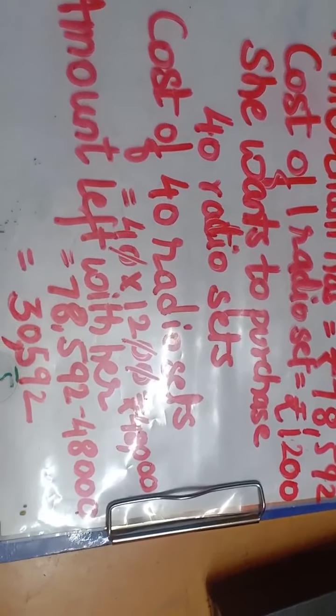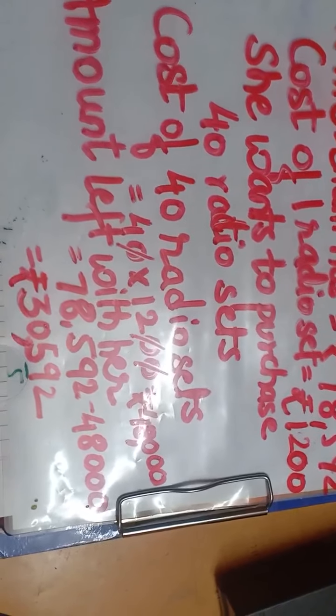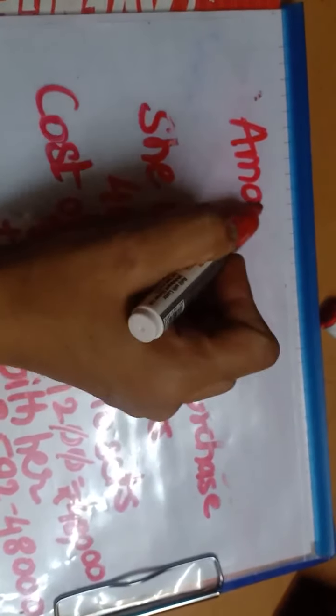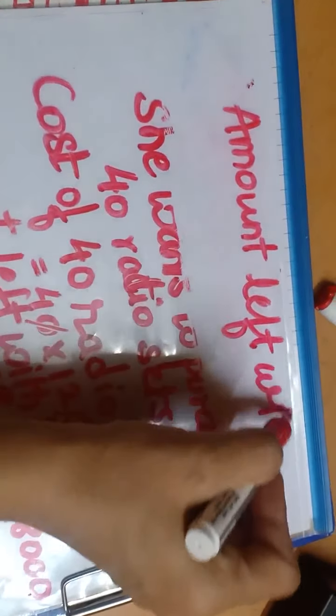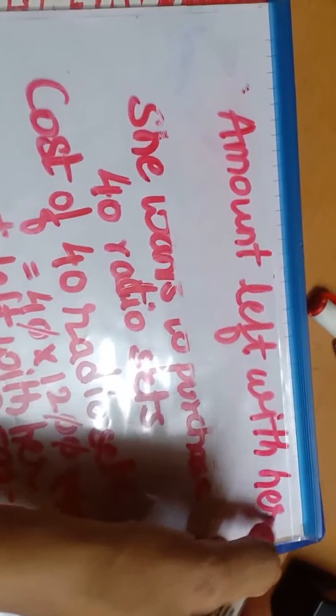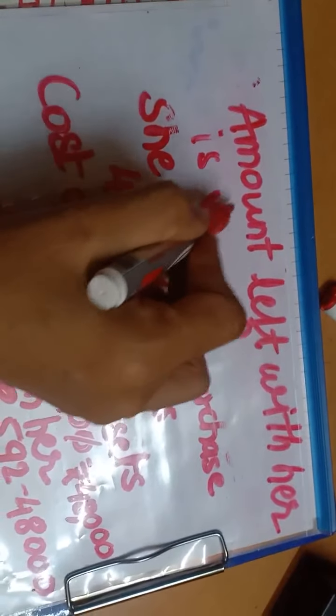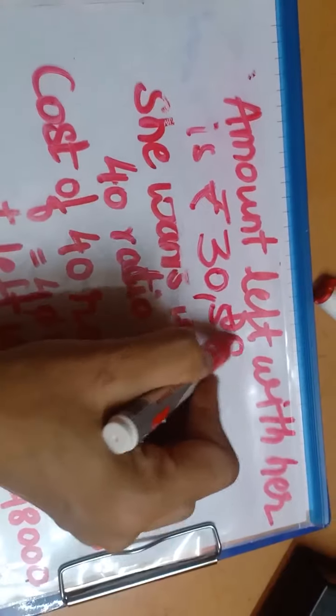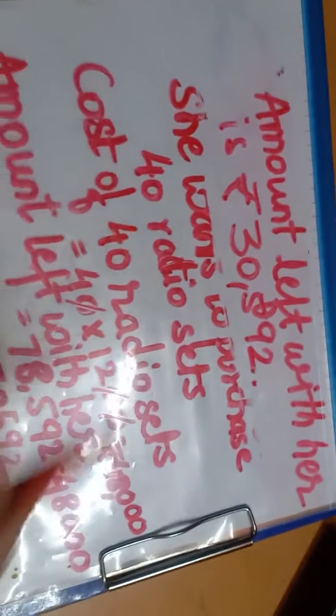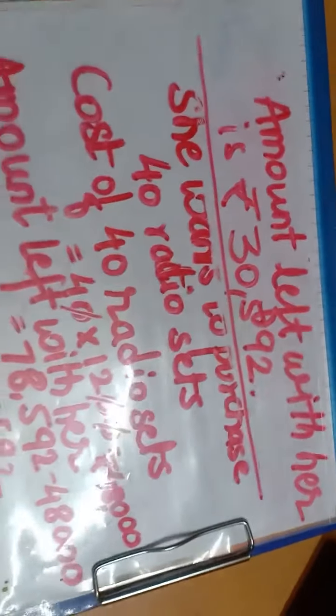So how much amount remains with her? 30,592. So you can write the final statement also. You can write the final statement as amount left with her is rupees 30,592. So this is the final answer that we need to write.